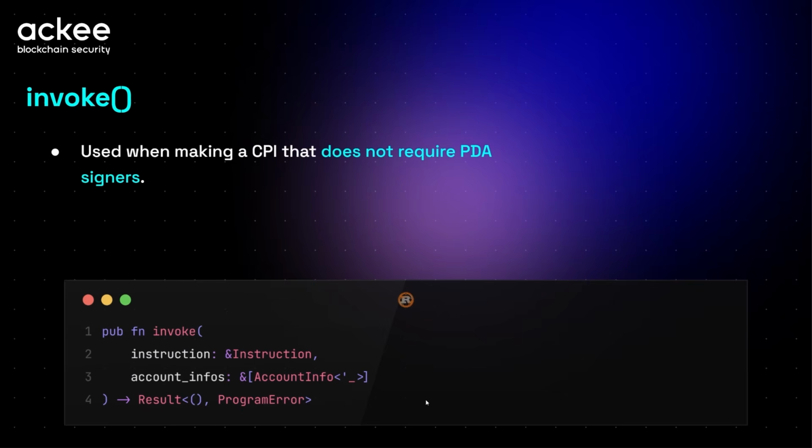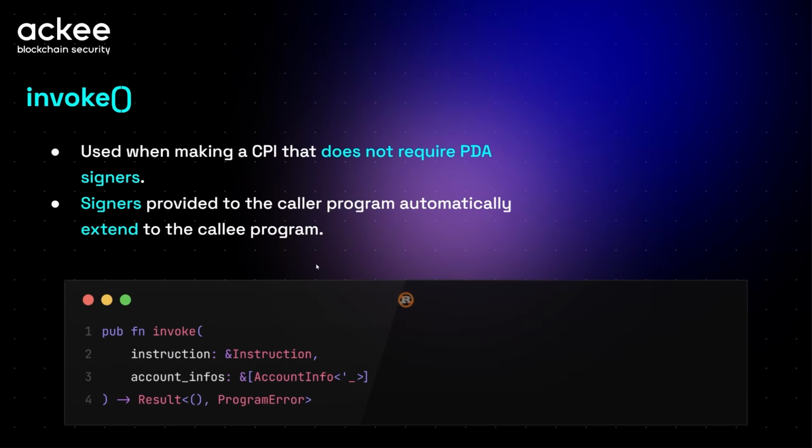From the example here, you can see that the invoke function parameters are pretty simple, I would say. You just specify what instruction you would like to invoke from the desired program, and you specify the accounts on input. So, for example, if you would like to read from some account in the program B, then you need to include it in the account infos here. And once again, signers provided to the caller program automatically extend to the callee program.